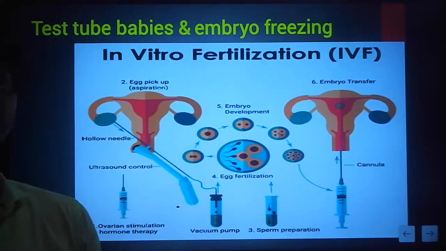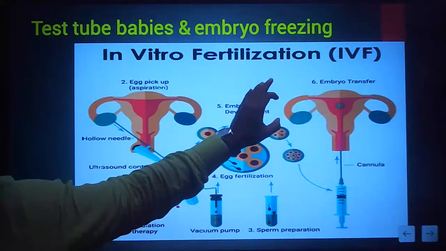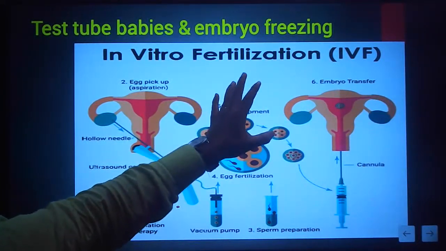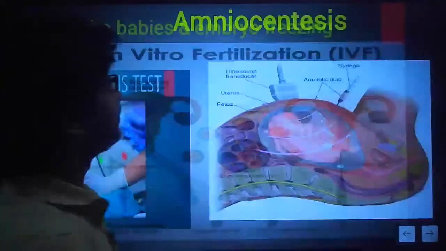It doesn't mean the baby is in the test tube. The fertilization is happening in an in vitro condition, in an artificial laboratory condition. So what type of fertilization do we call it? We call it in vitro fertilization, or test tube baby. Okay, fine. So we are done with this part.